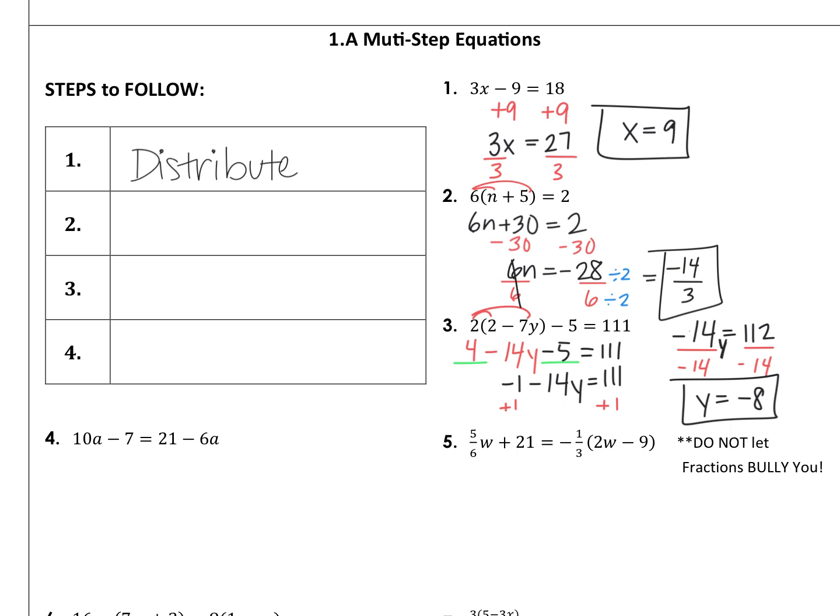What happens after I distribute? What do I check for next? Combine like terms, yes. Or you can say simplify if you want. I usually say combine like terms. That doesn't mean that you always have it, but if you do, you need to do it. Okay, at that step, we haven't had any of these yet, but then you would need to move your variables to one side if you have variables on different sides, okay?